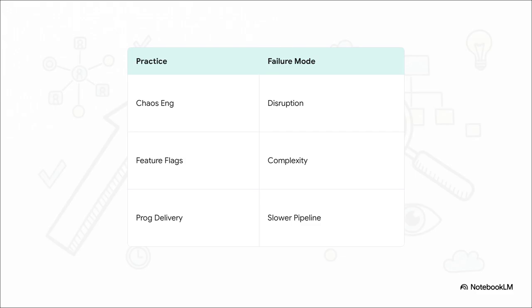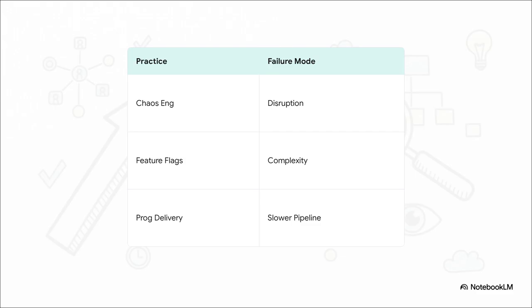Then you have feature flags. Brilliant concept for decoupling deployment from release. But if you can't validate how turning on a specific feature flag impacts downstream database latency or error rates in real time, those flags just evolve into an unmanageable web of technical debt and overlapping complexity.